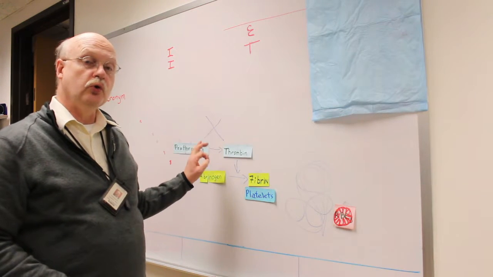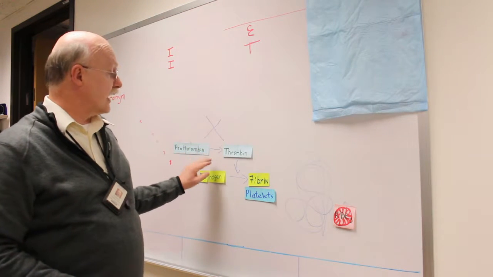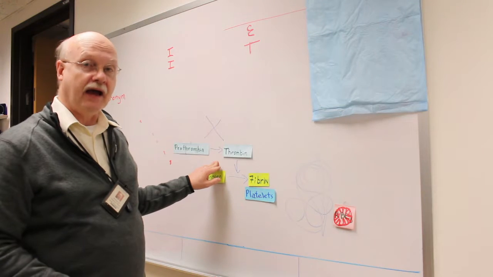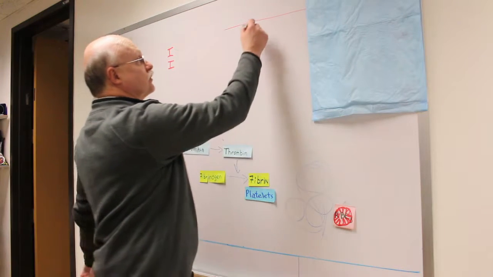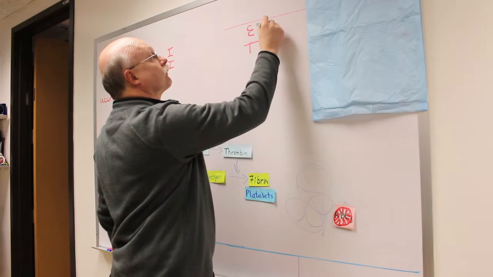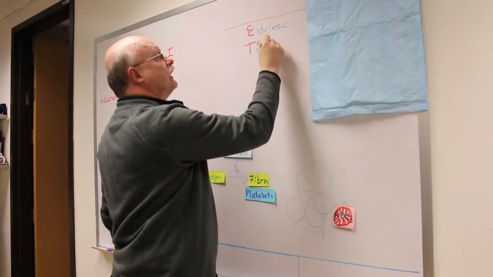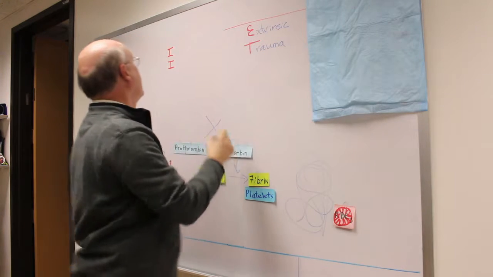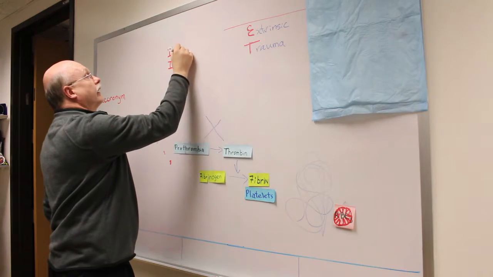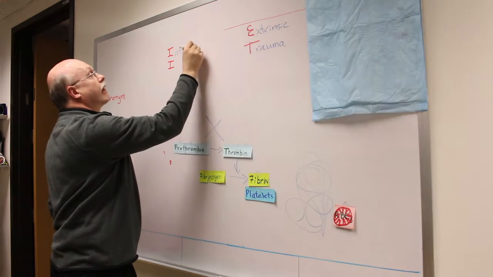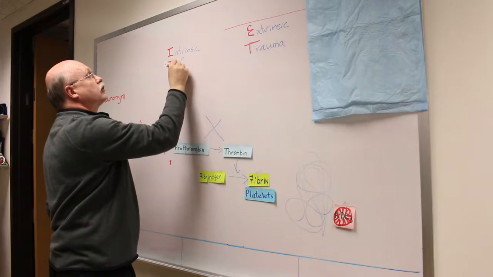There are two ways to get the common pathway activated. An extrinsic pathway, which is trauma mediated, and an intrinsic pathway, which is inflammatory mediated.